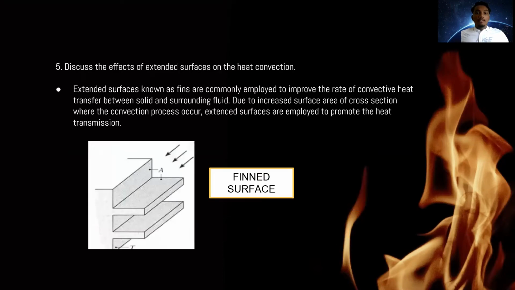For the fifth question, discuss the effect of the external surface on heat convection. As we can see in the picture below, external surfaces, known as fins, are commonly employed to improve the rate of convection heat transfer between the solid and the surrounding fluid due to the increased surface area of the cross section, where the extended surfaces are employed to promote heat transmission. So that's the reason for the extended surface, which is known as the fin as well.